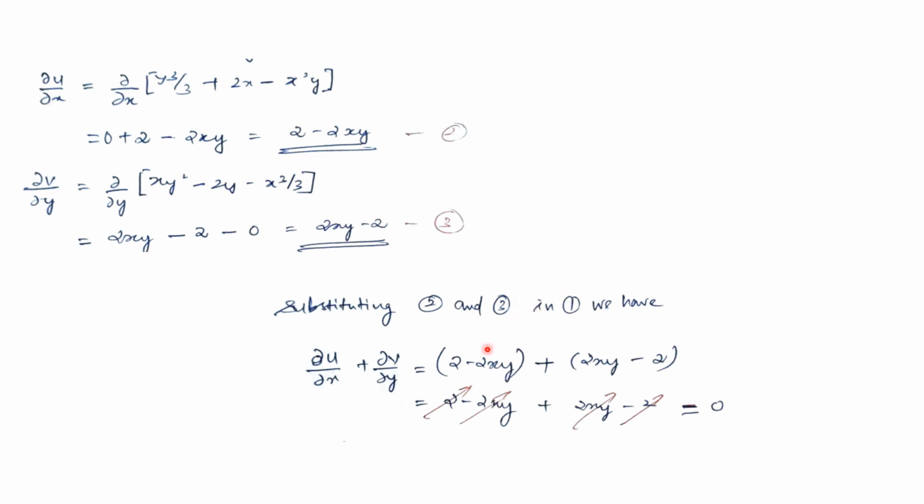As we solved earlier, substitute both into dou u by dou x plus dou v by dou y. 2 minus 2xy plus 2xy minus 2 is equal to 0. So the first condition, the continuity equation, is satisfied.